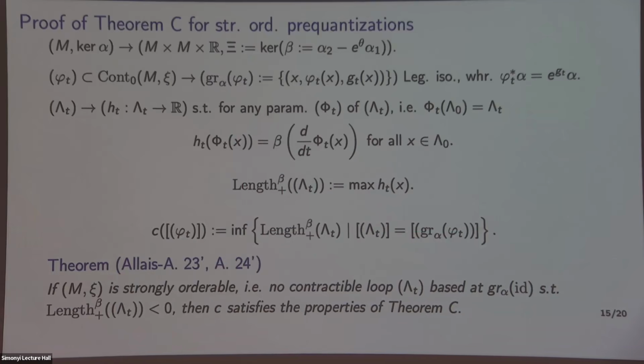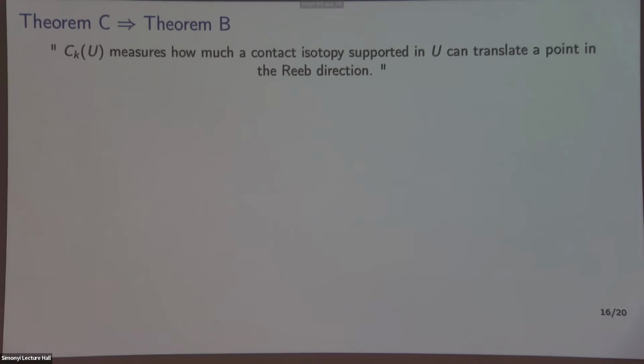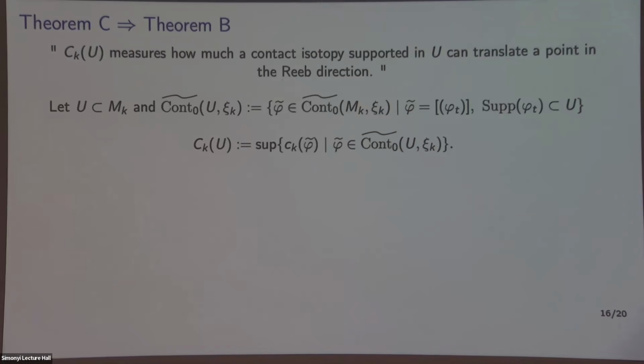I don't know, maybe I have some time left. Yes, you have a few minutes. Okay. I said heuristically how I define this capacity, but I didn't give a concrete definition. What I said heuristically is that the capacity of a domain U measures how much a contact isotopy supported in U can translate a point in the right direction. But now with all this theorem C, we can give a concrete definition of this.